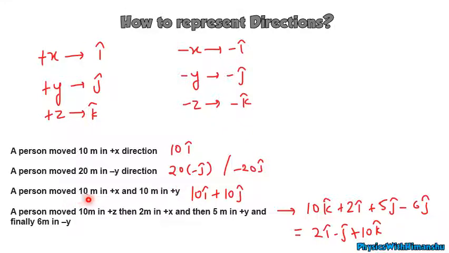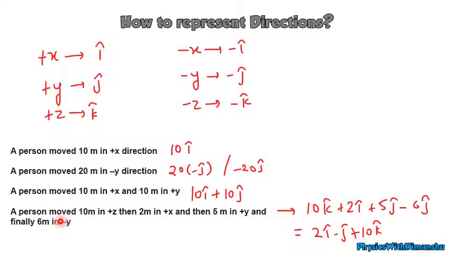Similarly, a person moved 10 meter in positive x and 10 meter in positive y. So how to write it? First he moved 10 meter in positive x, so 10 i cap, plus then he moved 10 meter in positive y, so plus 10 j cap. This is how you have to write a vector when an object is displacing.